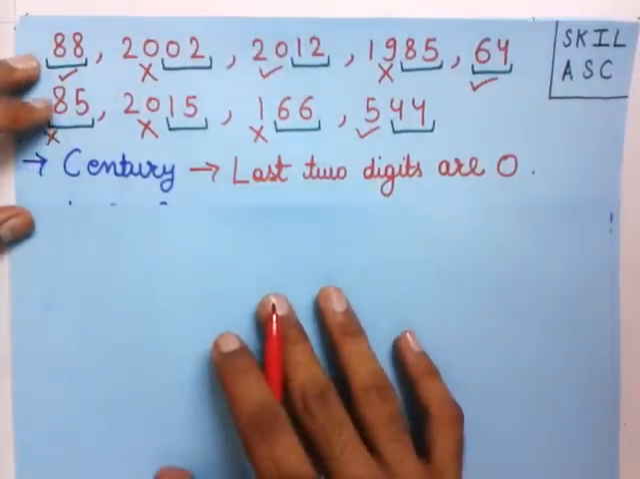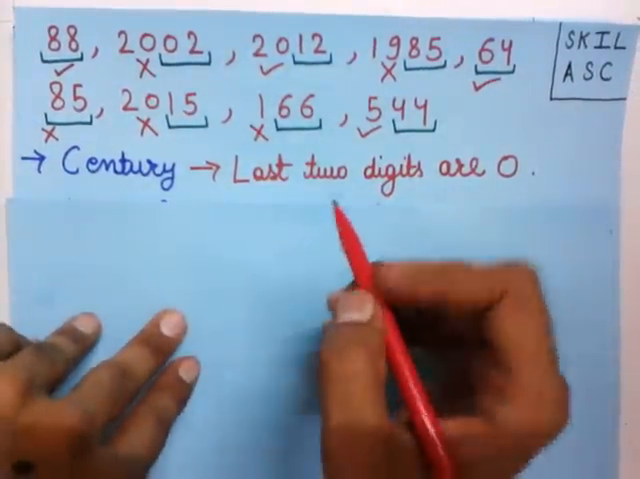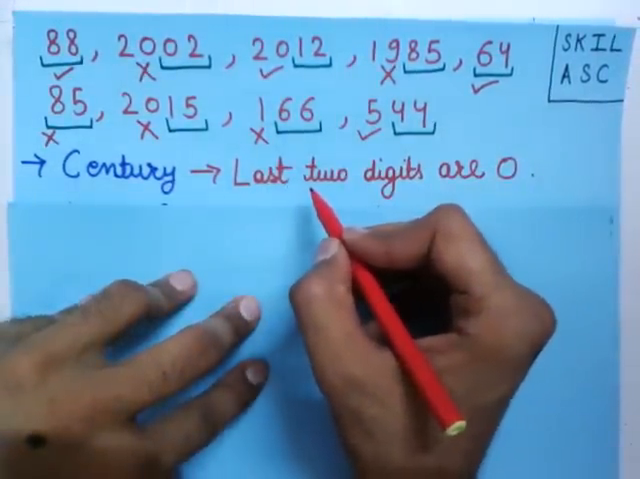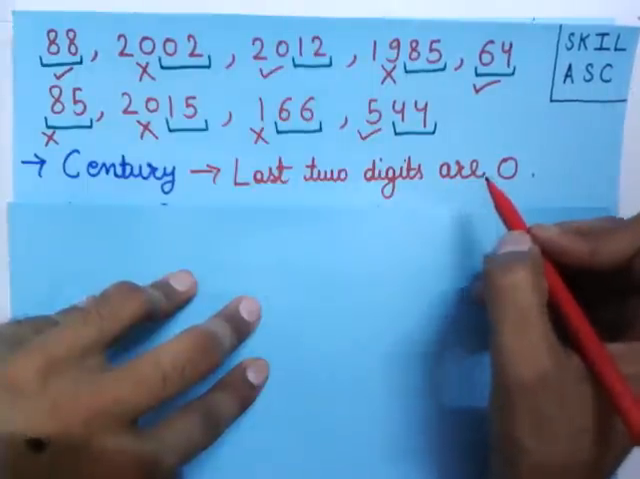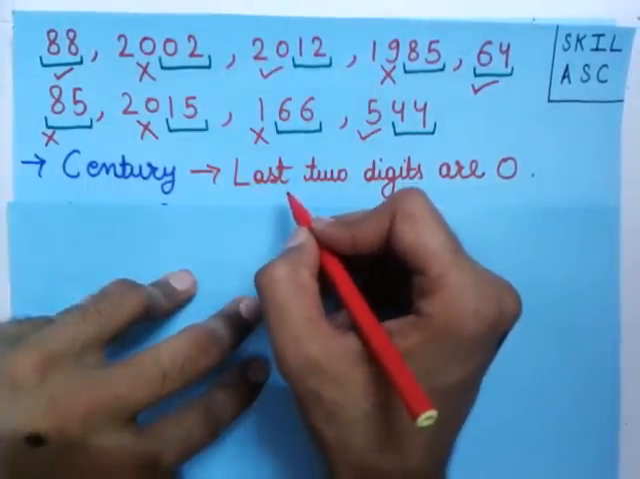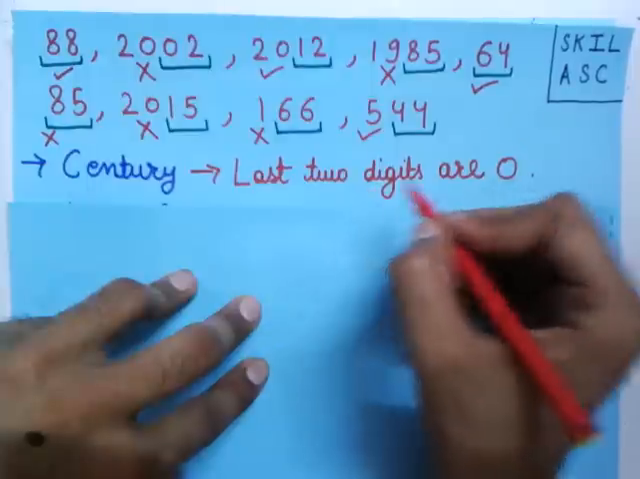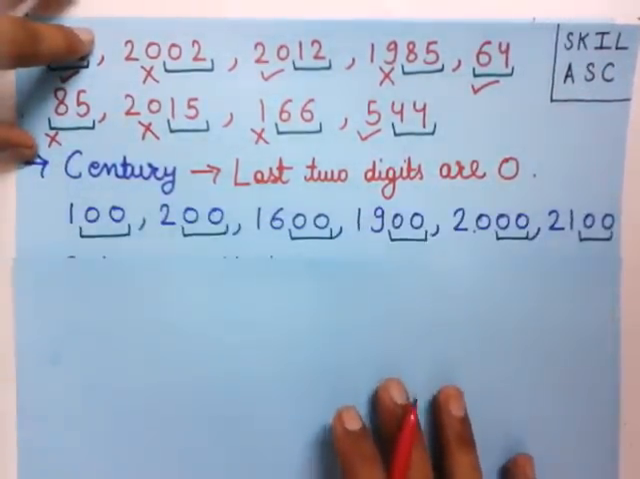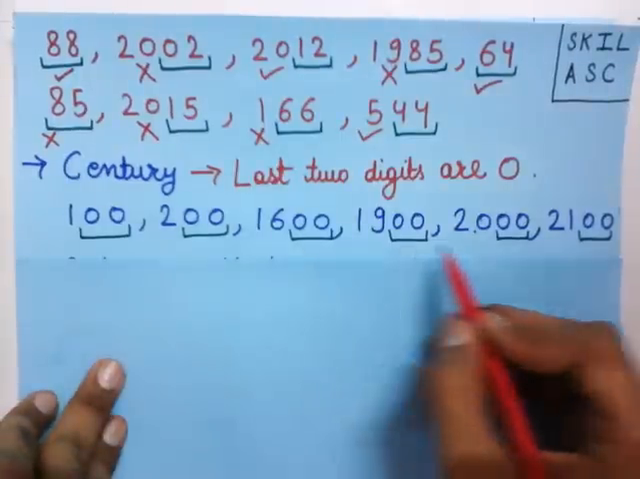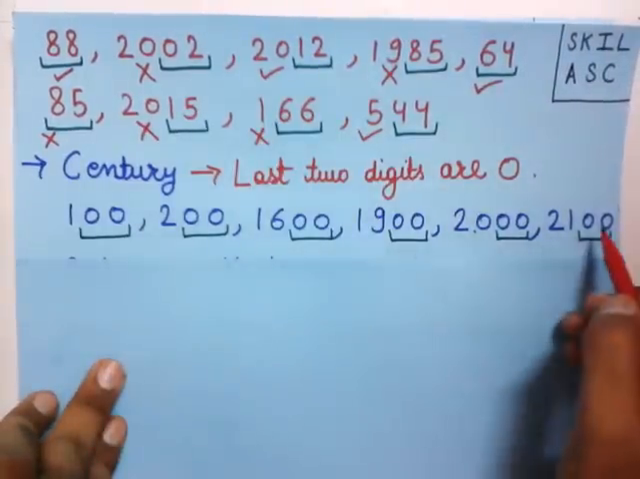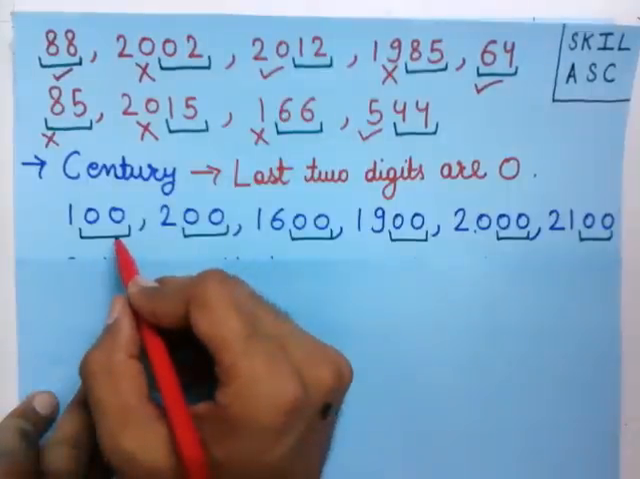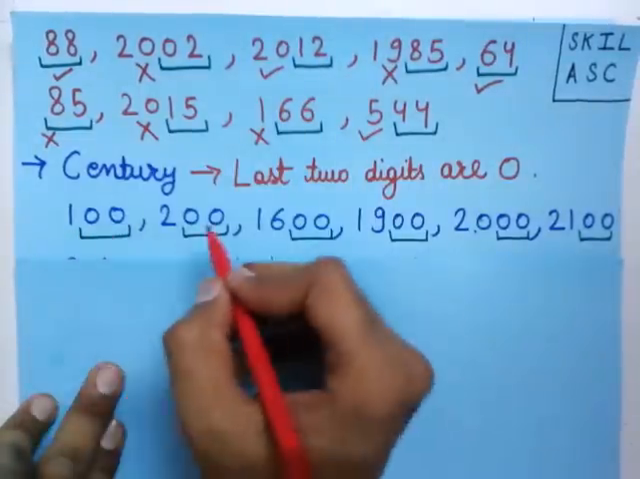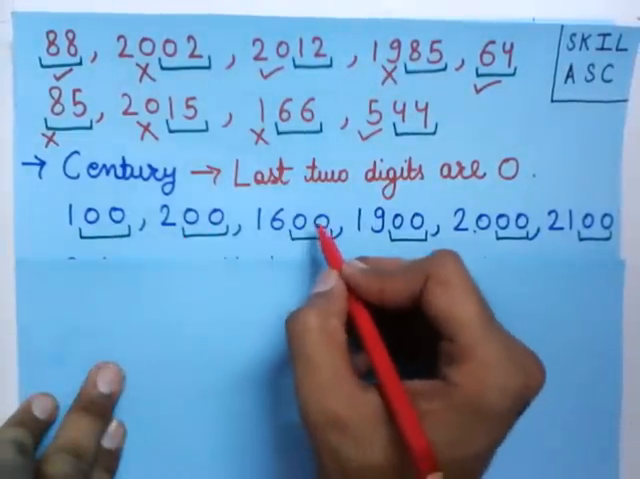Now we talk about centuries. What are centuries? If a year has its last two digits as 0, I repeat, if a year has its last two digits as 0, then it will be called a century. Let us see examples. Each of these years here has its last two digits as 0.